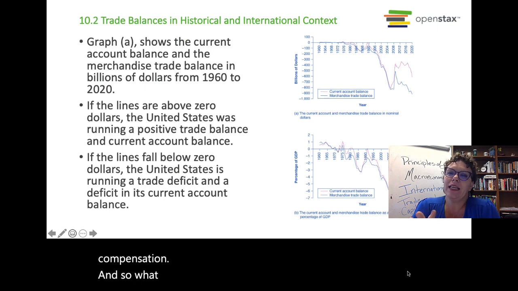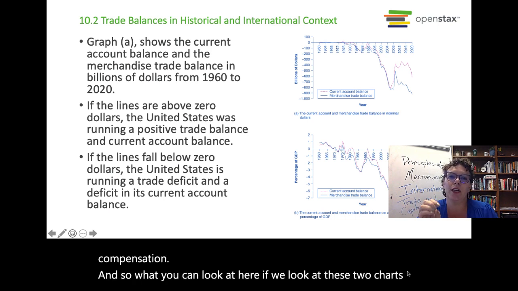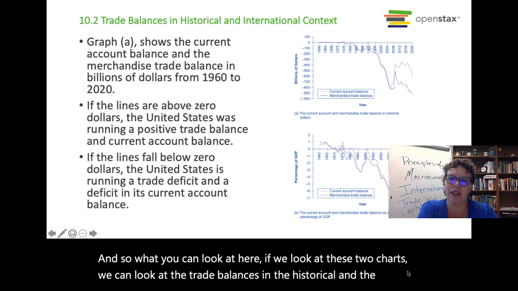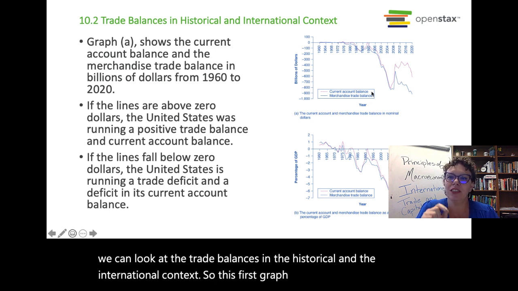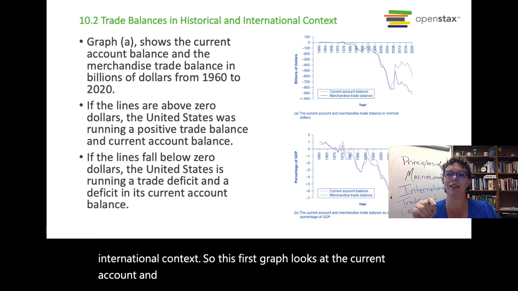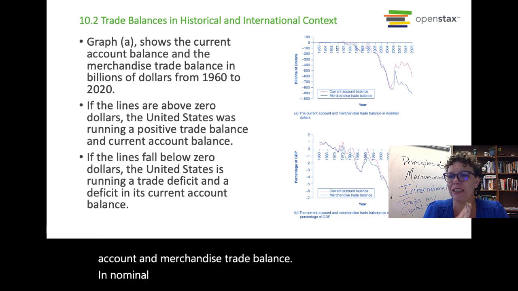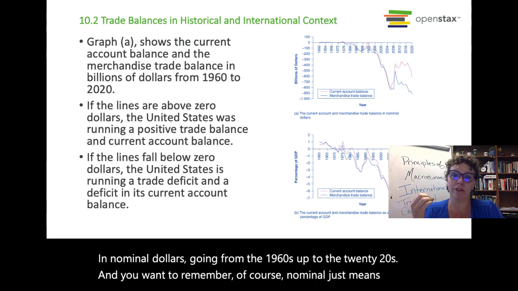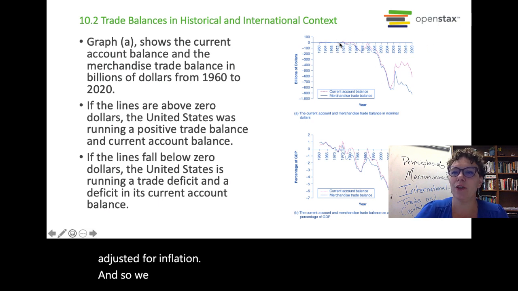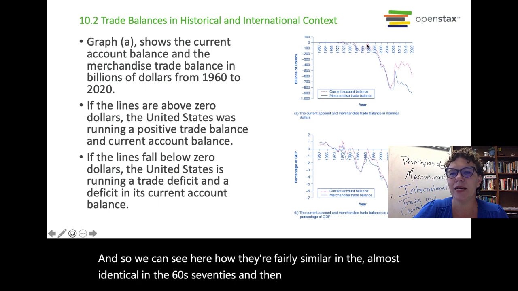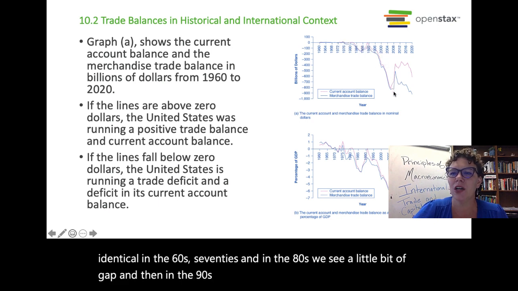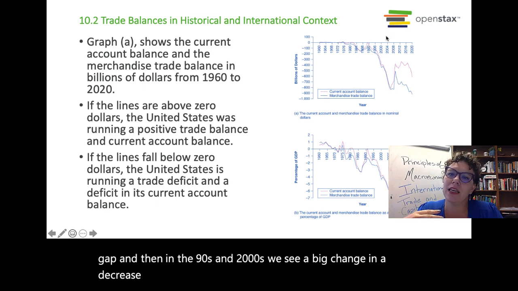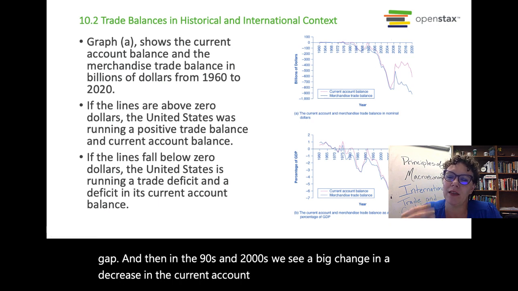And so if we look at these two charts, we can look at the trade balances in the historical and the international context. This first graph looks at the current account and merchandise trade balance in nominal dollars going from the 1960s up to the 2020s. And you want to remember, of course, nominal just means not adjusted for inflation. We can see here how they're fairly similar, almost identical in the 60s and 70s, and in the 80s we see a little bit of a gap. And then in the 90s and the 2000s, we see a big decrease in the current account balance and the merchandise trade balance.